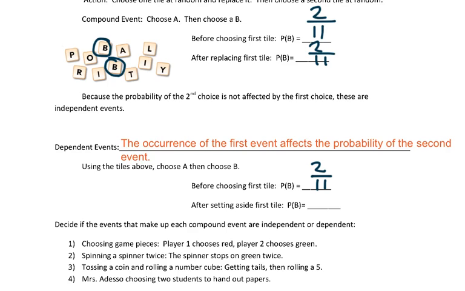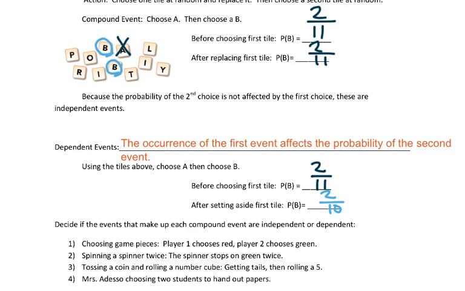But if you don't replace the A, so you pick the A and you don't replace it, that means the A is gone. So the probability now of picking a B is 2 out of only 10 tiles. So since the probability changes, the events are dependent.